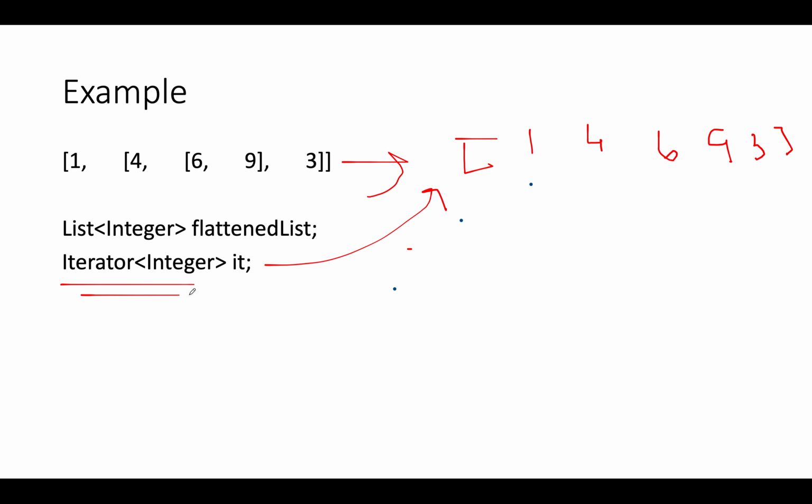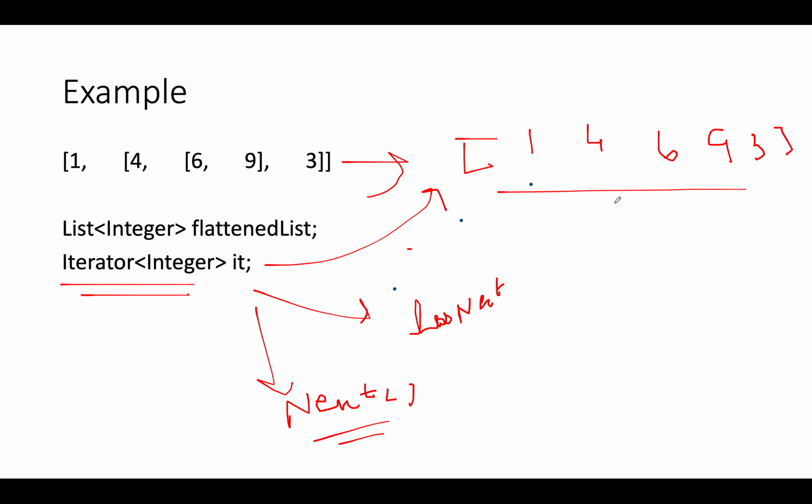This iterator is provided by the Java library, and it has two methods in it. One is has next, which tells whether there are more elements in the list or not, and the other one is next itself, which returns the next element in the list. So these are the core methods that are provided by the Java library. If we have the list in the flattened format, we can reutilize those methods. Therefore, the problem reduces to flattening this input list into a list of integers so that we have all the elements in the flattened format.